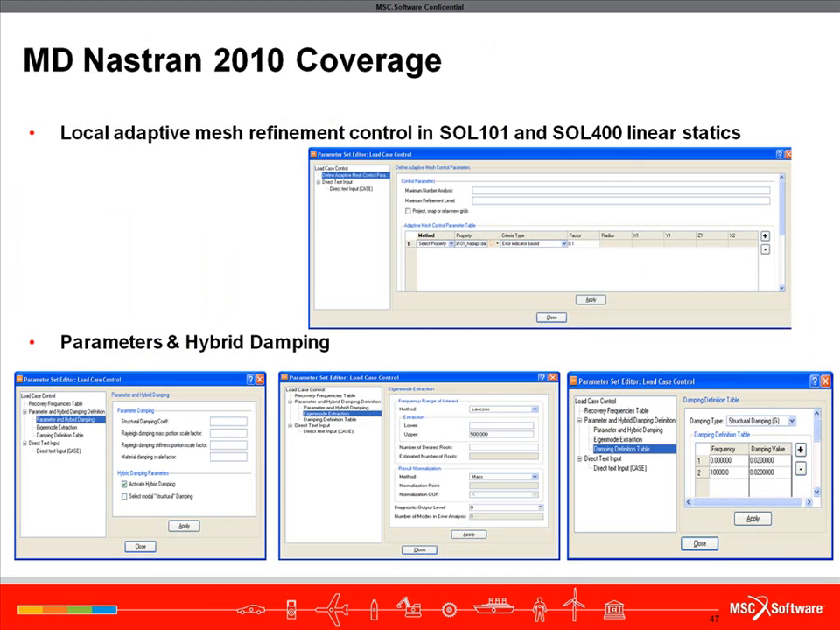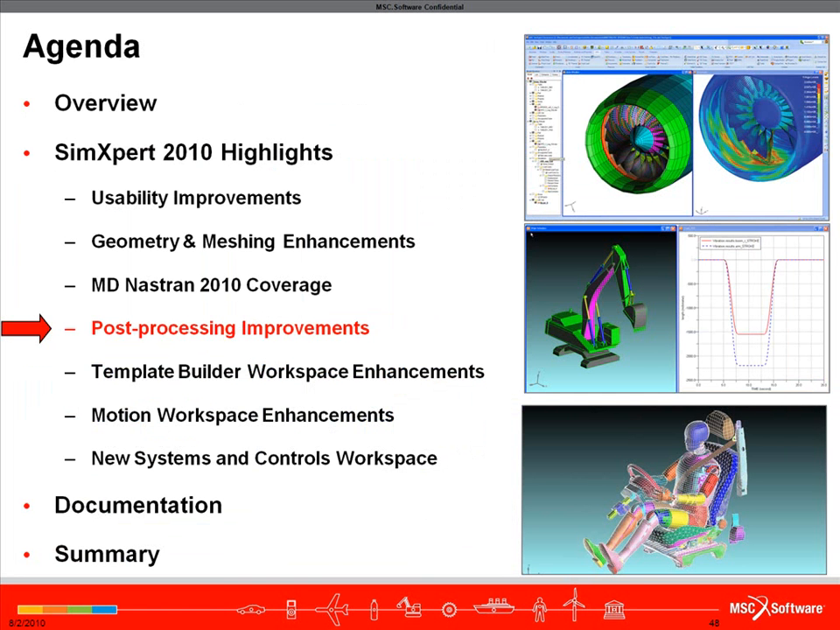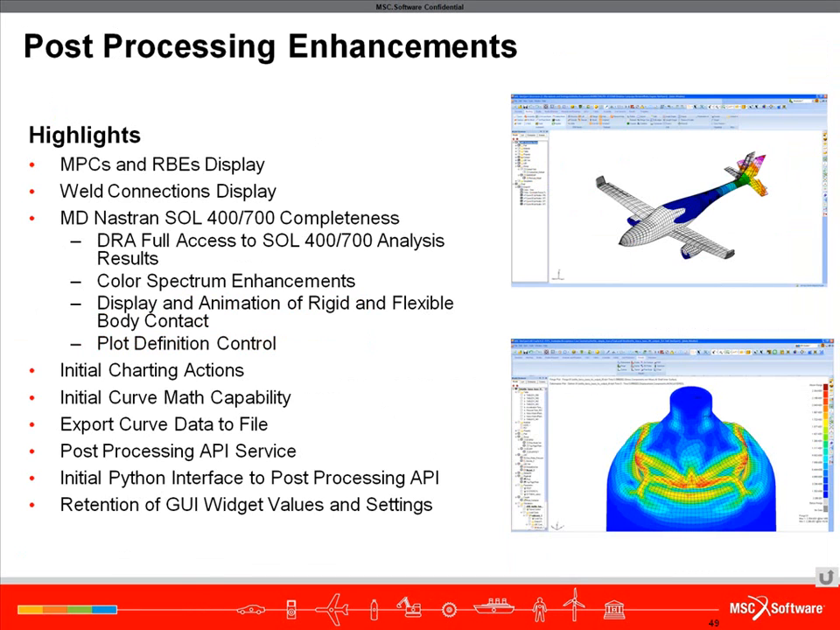So other MD Nastran coverage is local adaptive mesh refinement control and parameters and hybrid damping control. Let me now jump into some of the post-processing improvements, and these are some of the highlights, since we may not be able to cover all of them in all details in this presentation. Some of the highlights include MPCs, RBEs, and weld connections display, and completeness for supporting solution 400 and 700 types of analysis. Charting actions is something we'll cover in this presentation.